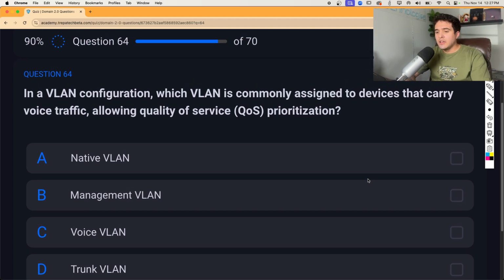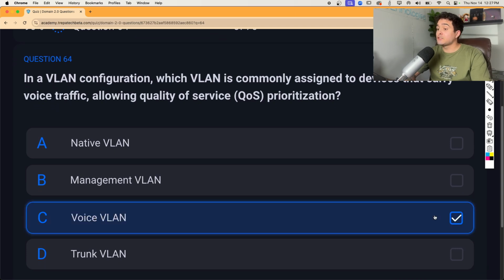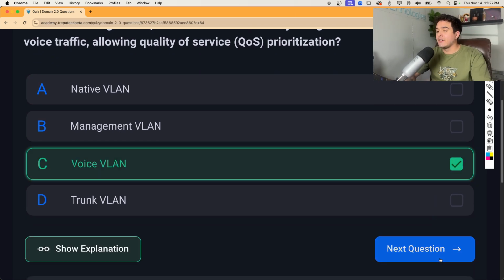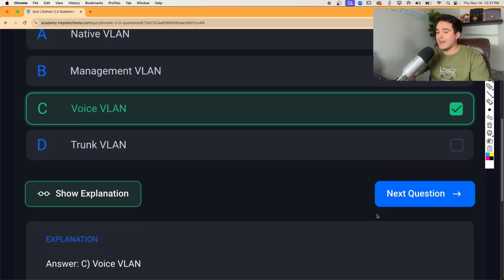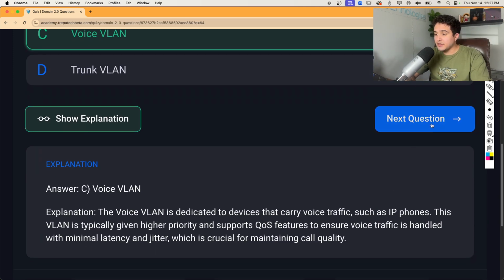We'll move on though. In a VLAN configuration, which VLAN is commonly assigned to devices that carry voice traffic, allowing quality of service prioritization? That's the voice VLAN, a unique VLAN. All VLANs 1 through 4094 are access VLANs that you name something like printer, server VLAN, whatever you want to do in your own environment. But a voice VLAN is unique, much like the native VLAN, in that it's specifically designed for VoIP traffic. Pause the video if you'd like to read the explanation.